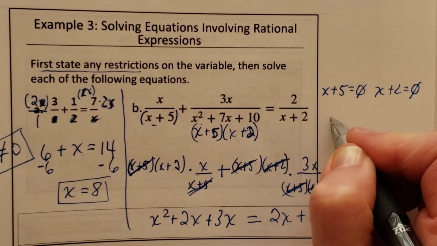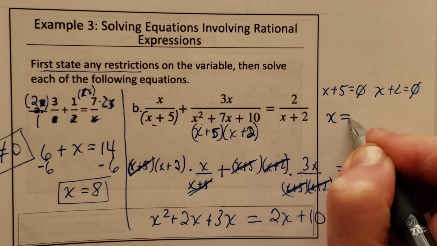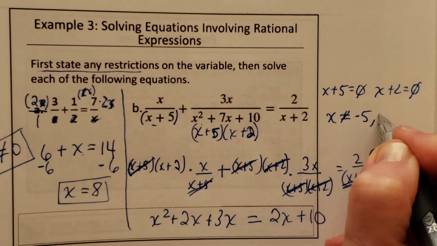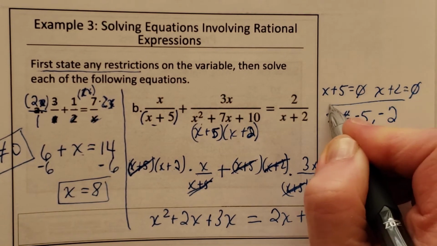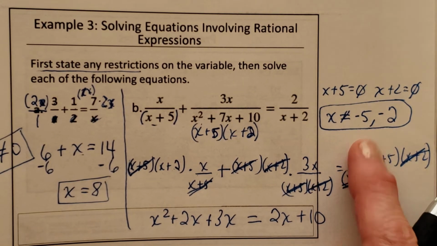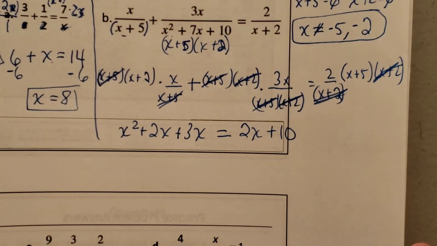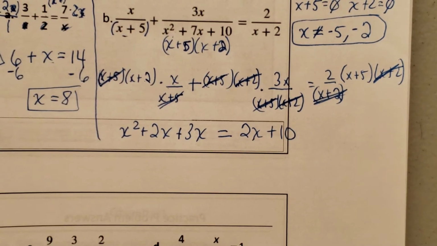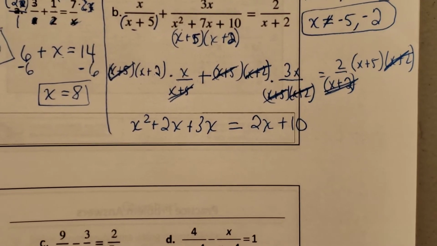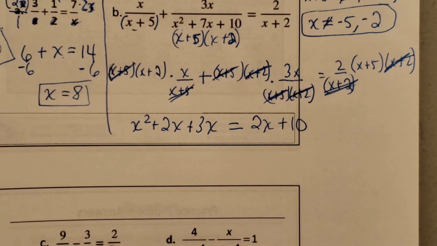So if I subtract 5, I'm going to find out that x is not allowed to be -5, or if I subtract 2, -2. So when it asks me for my restrictions, those are my two restrictions, -5 and -2. All right, I should have done that first. I forgot. Now I'm going to go ahead and finish this problem and find the value for x.